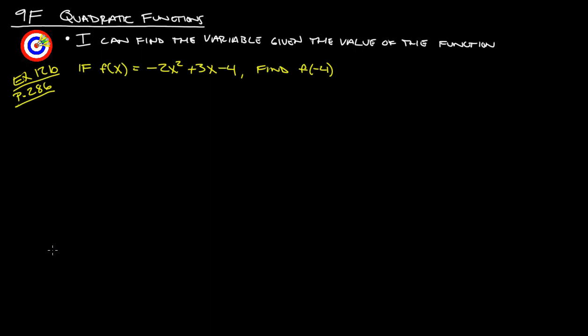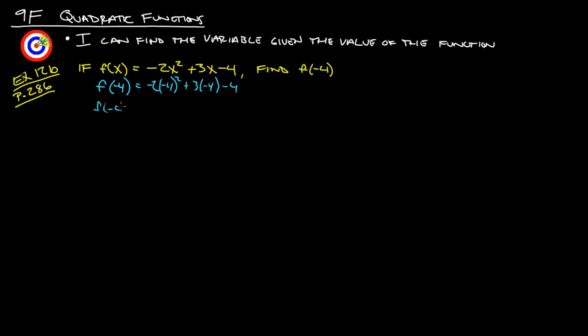Example 12b from page 286 says if f of x equals negative 2x squared plus 3x minus 4, find f of negative 4. So I know that f of x equals this. I want to know what f of negative 4 is. So wherever I see an x, I'm going to plug in negative 4, just like what we've been doing before. So negative 2, and then we've got negative 4 squared plus 3 times negative 4 minus 4.